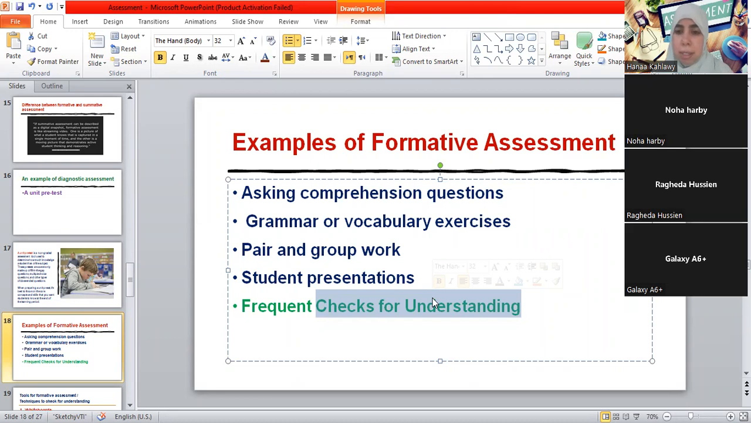Yeah, that's right. Who else? Who can tell me what's your strategy or favorite strategy to check your students' understanding?